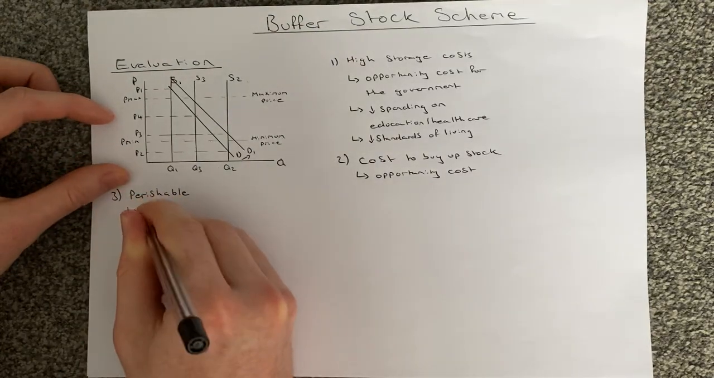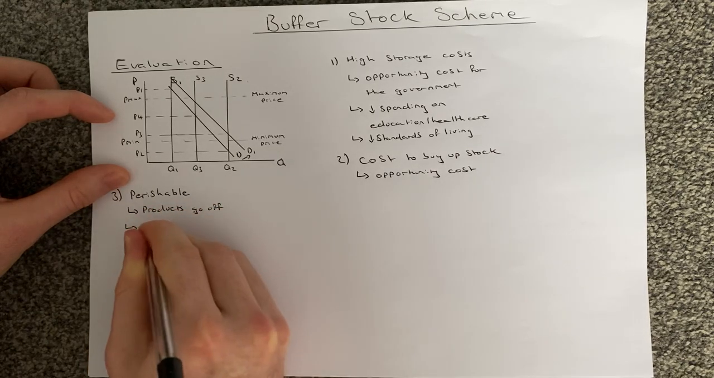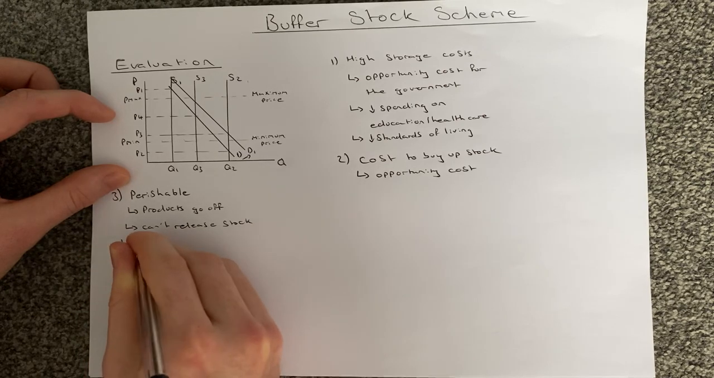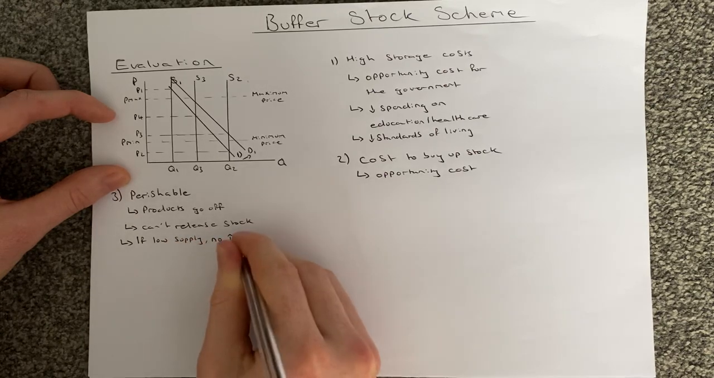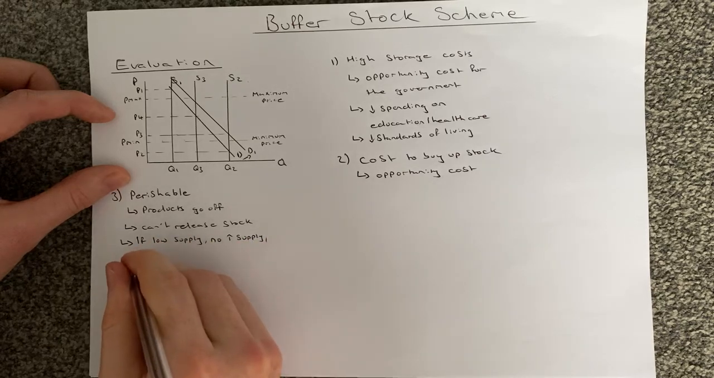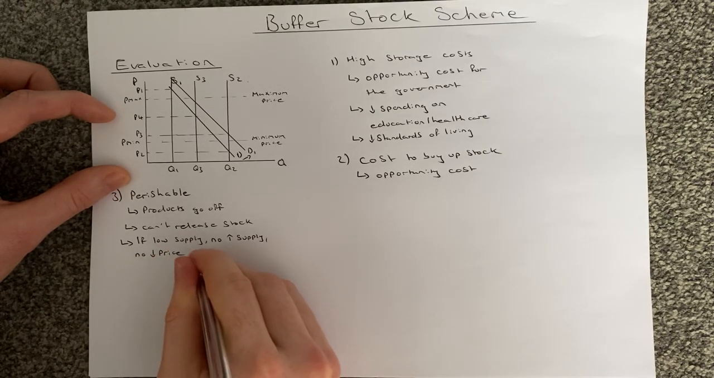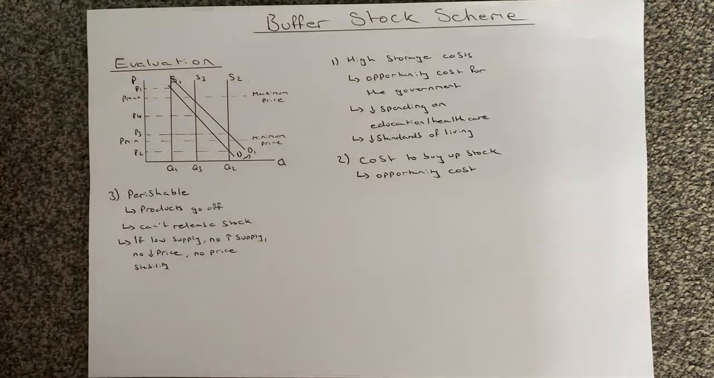So perishable products go off, can't release stock. So therefore, if low supply, there would be no increase in supply, and as a result, there would be no decrease in price, and therefore there would be no price stability. So as you can see, it's really important that we explain that point in detail and why a product being perishable means a buffer stock scheme therefore may not be very effective.